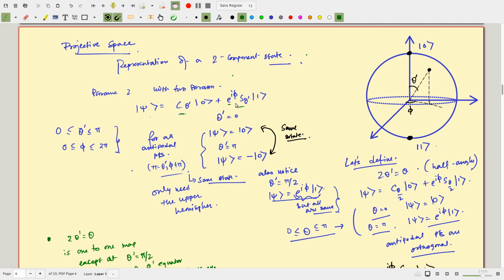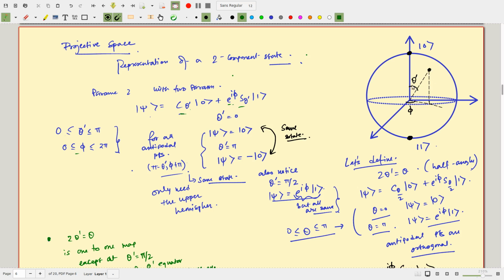So I can just keep the phase factor in one of these two terms, and I choose to keep it here. Now notice theta can go from 0 to pi and phi can go from 0 to 2 pi, and that will span all the possible values of theta and phi satisfying the required relationships. So then I can naively think that this is a unit sphere, and a point on that sphere represents the state psi.